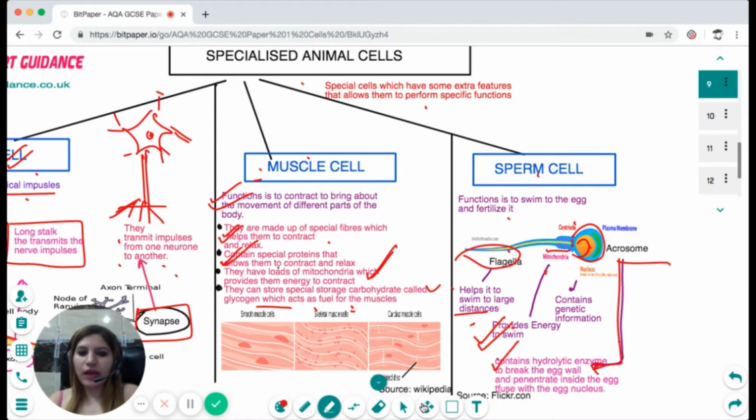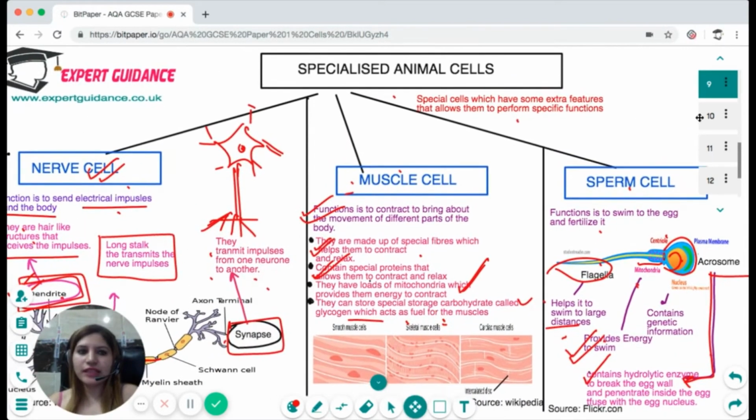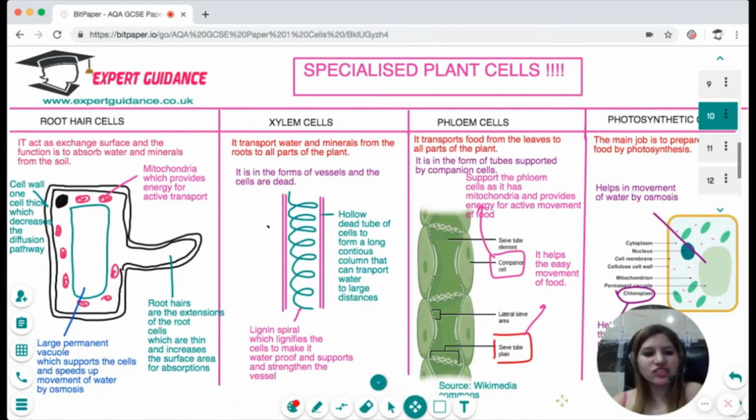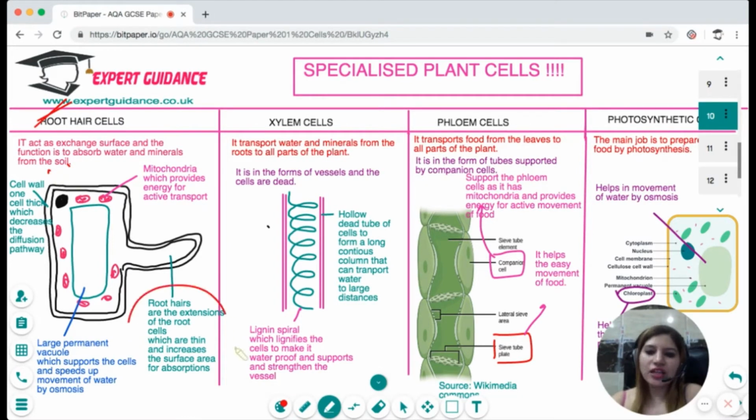Okay, so now as we have finished the specialized animal cells, in the same way we have the specialized plant cells. What are specialized plant cells? Again, these are cells which have some extra features that allow them to perform special functions. Again, to write about these, you should first know their function. Root hair cells act as an exchange surface and absorb water and minerals. For the absorption of water and minerals, it needs a large surface area. So the root hairs are extensions which provide a large surface area for the absorption of water and minerals.